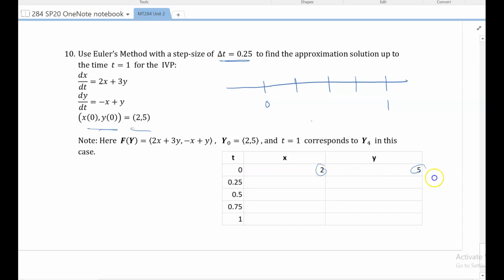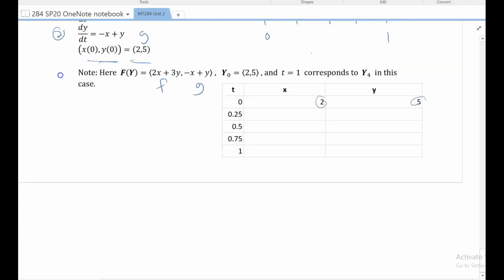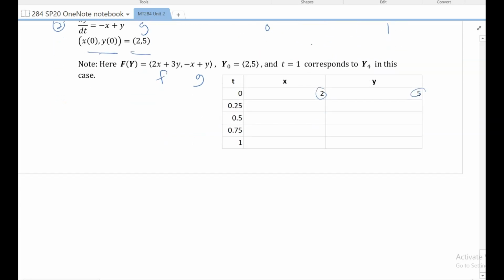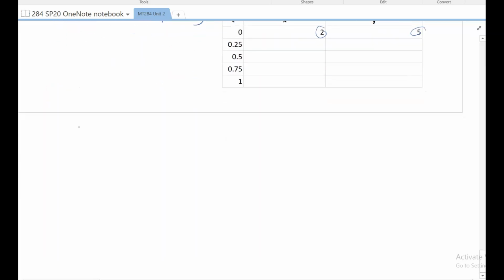Alright, so let's start to implement Euler's method here. Now keep in mind, this is my function little f, this is my function little g. So little f is 2x plus 3y. That's the right-hand side of the first differential equation. Little g is the right-hand side expression for the second differential equation.